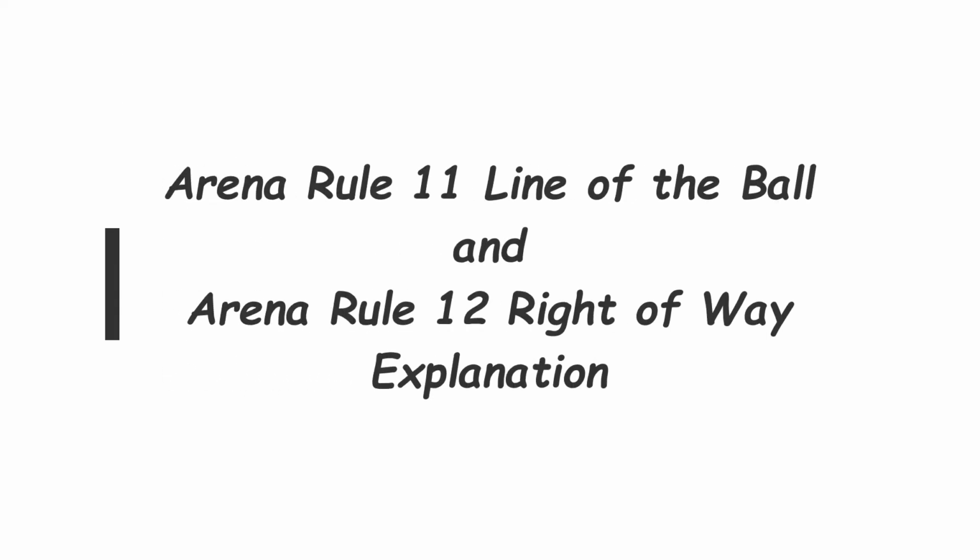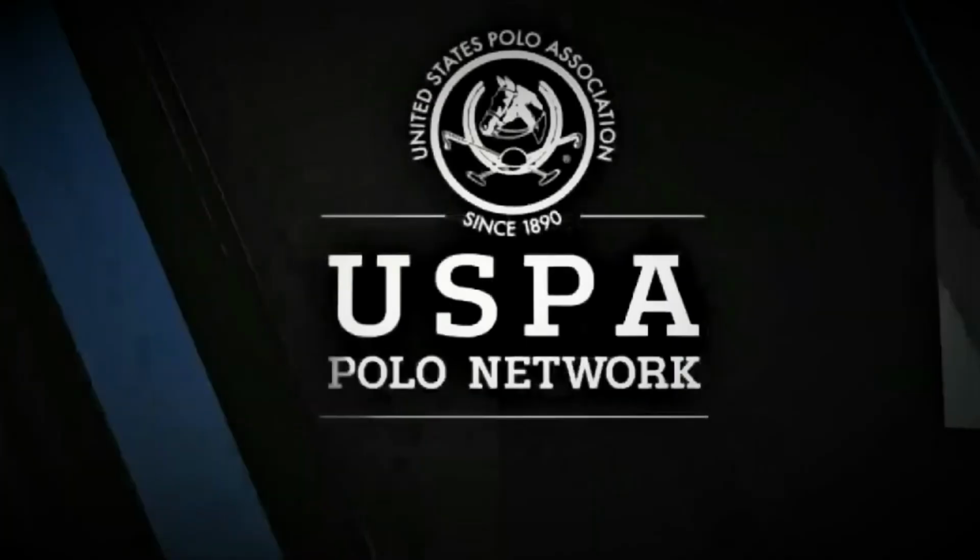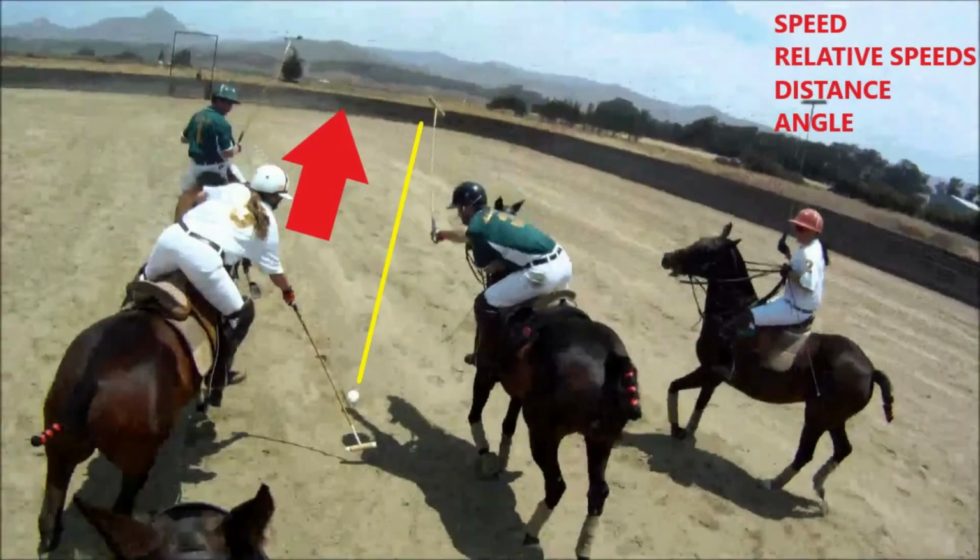Arena Rule 11, line of the ball, and Arena Rule 12, right of way. These two concepts are not the same, but they're interrelated. You can't really have one without the other, and you can't really understand polo without mastering this concept of right of way and line of the ball. So let's get started.